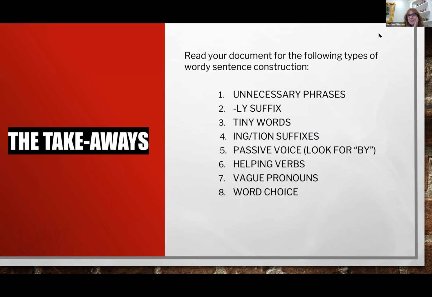So that is the list. You can keep it, as I said, I'll share these slides with you and you can have that little list as a screensaver to remind you what to look for in the future.